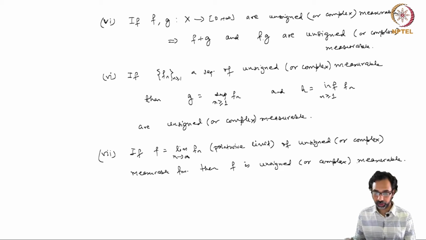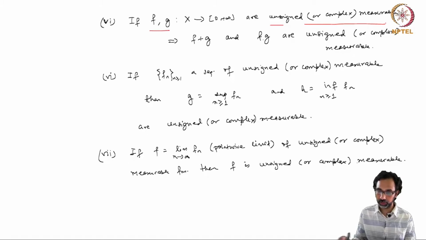Now come to the next three properties. The first one says that if you have two unsigned or complex measurable functions f and g, then the pointwise sum and pointwise product are unsigned measurable or complex measurable. Because complex measurability depends on real measurability, which further depends on unsigned measurability, it suffices to show the unsigned measurable case, and the complex measurable case will follow.